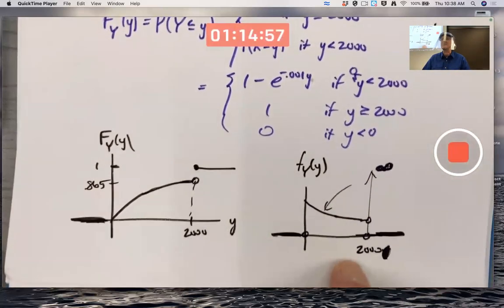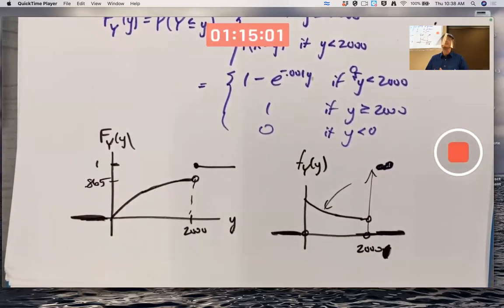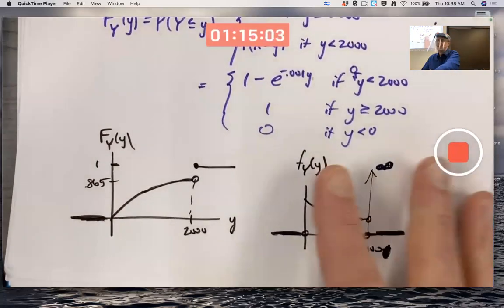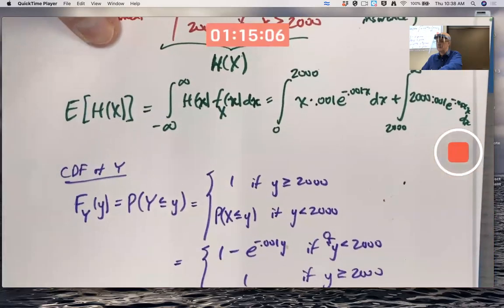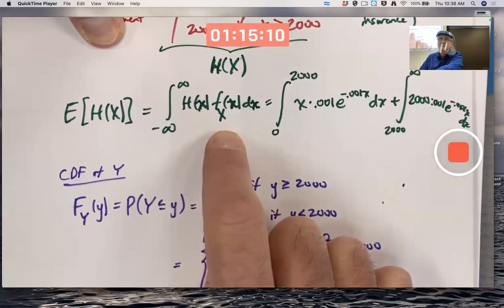I'm not going to test you on the PDF of this. I could have tested you on the CDF. Okay, but again, to find expected values, you can always use the PDF of X, so it's easier. You don't have to find the PDF of Y.